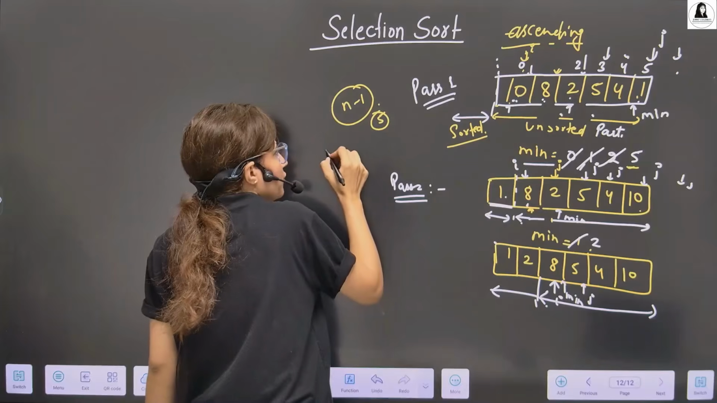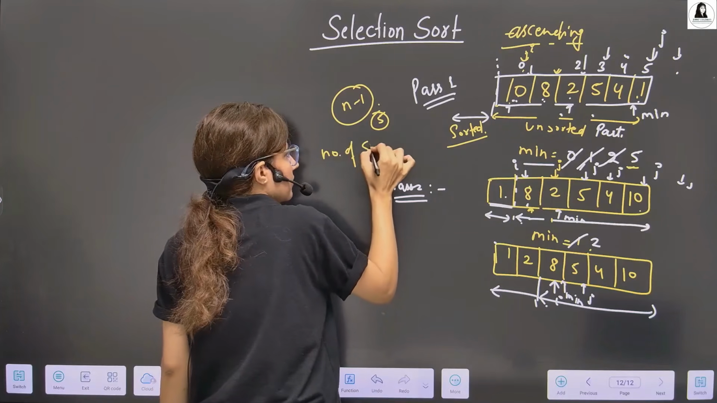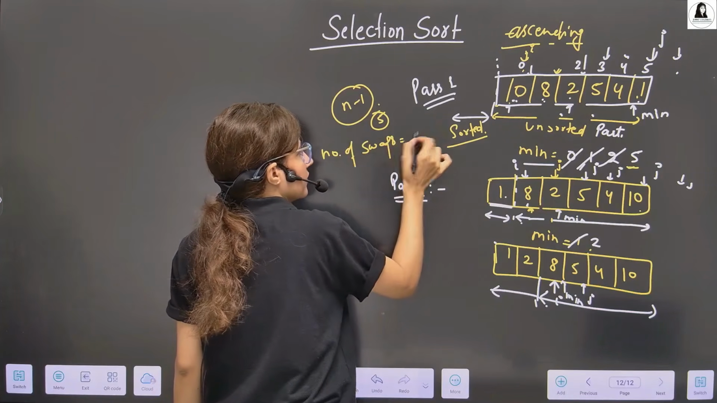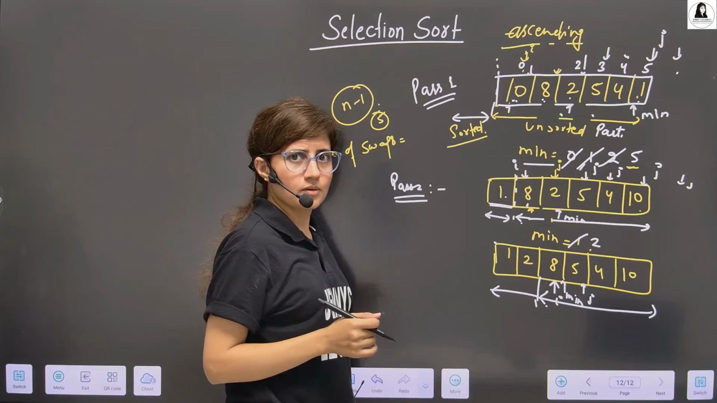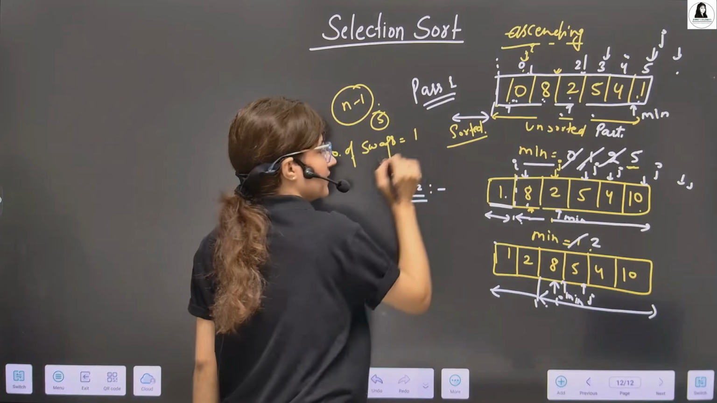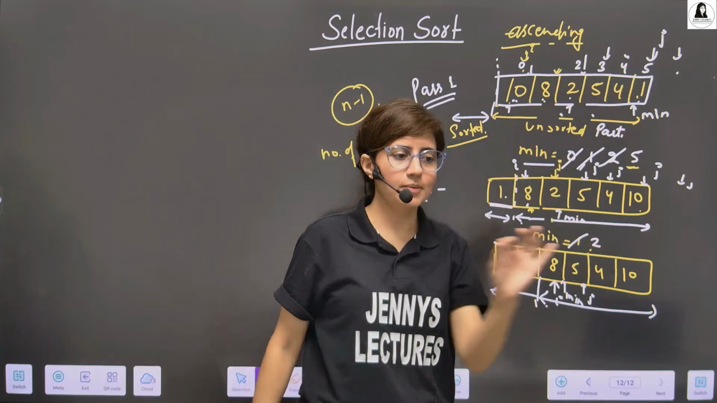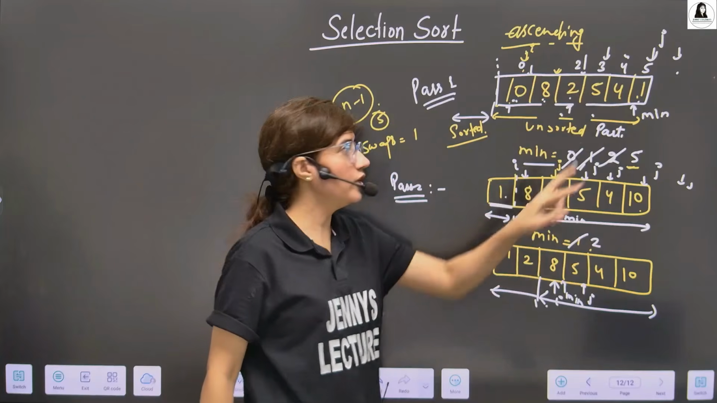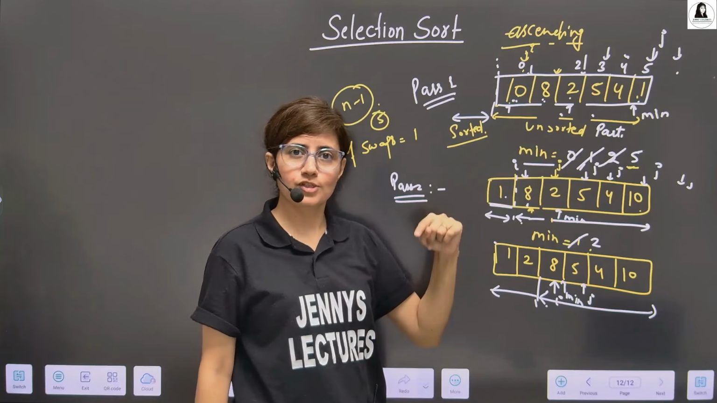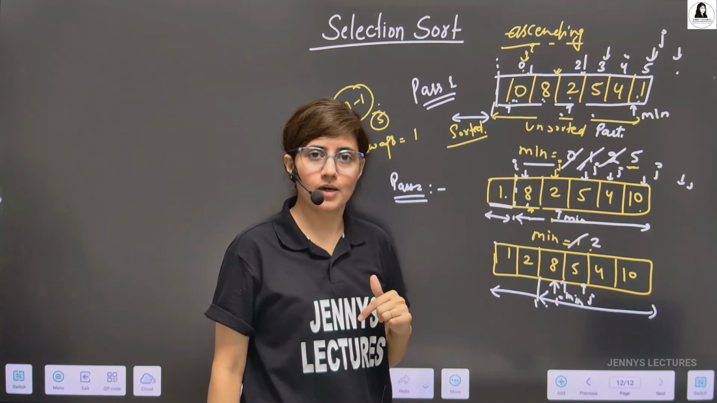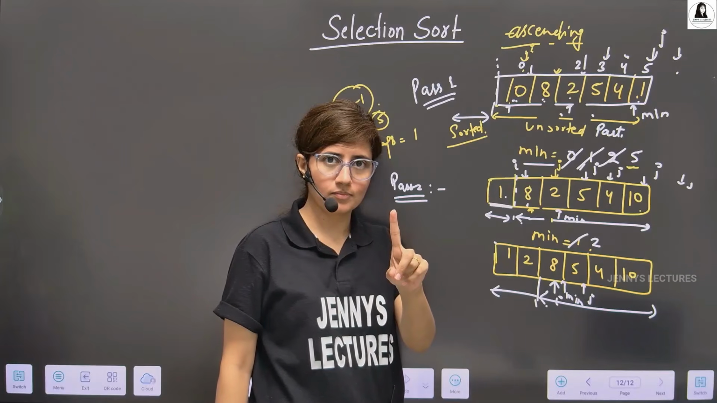Yes. Number of swaps. How many swaps in first pass? There is only one swap. After finding the minimum element, the smallest element, then only we swap with the first element in the unsorted part. So only one swap.